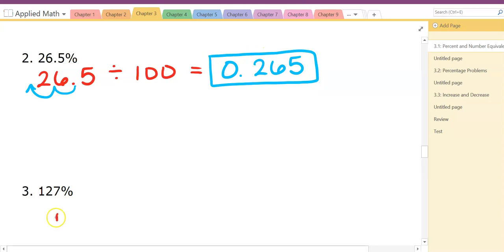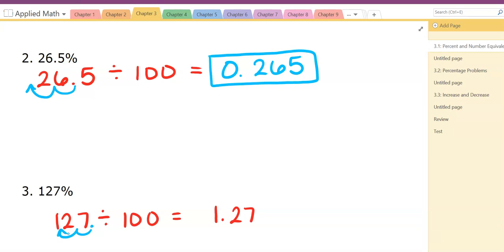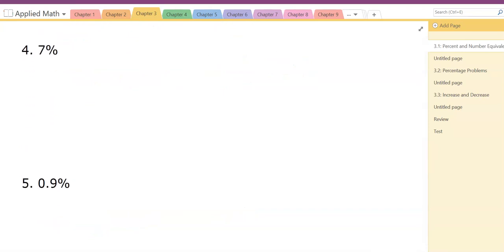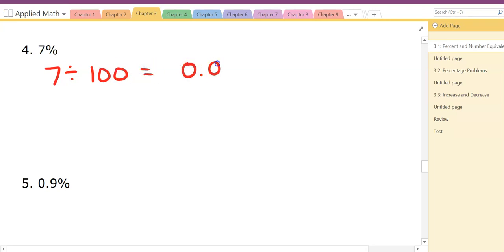What if we take 127 divided by 100? Good, 1.27. Remember, for whole numbers like that, the decimal is technically sitting after the 7. You still move it to the left twice. So 1.27. All right. How about number 4 that said 7%? 0.07 you said? Yep.